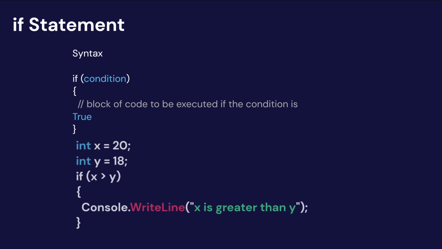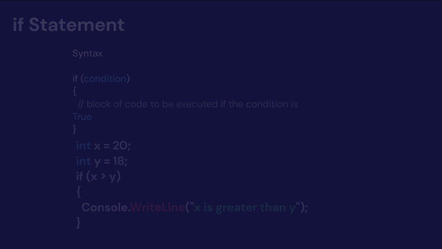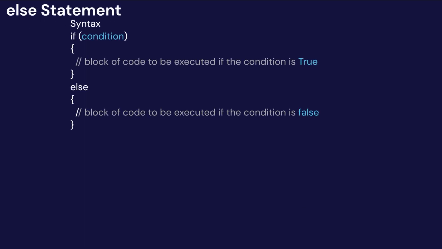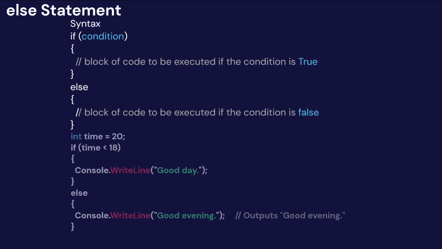In the example below we use two variables, x and y, to test whether x is greater than y, using the greater than operator. As x is 20, and y is 18, and we know that 20 is greater than 18, we print to the screen that x is greater than y. Use the else statement to specify a block of code to be executed if the condition is false. In the example below, time, 20, is greater than 18, so the condition is false. Because of this, we move on to the else condition and print to the screen, good evening. If the time was less than 18, the program would print, good day.